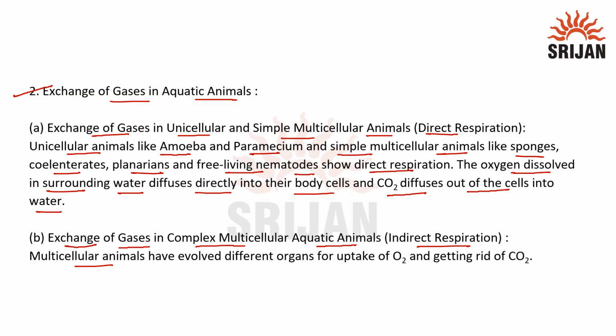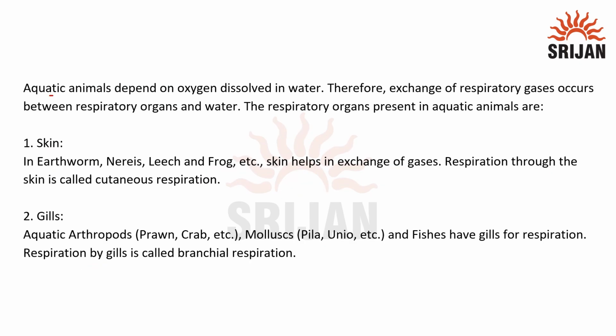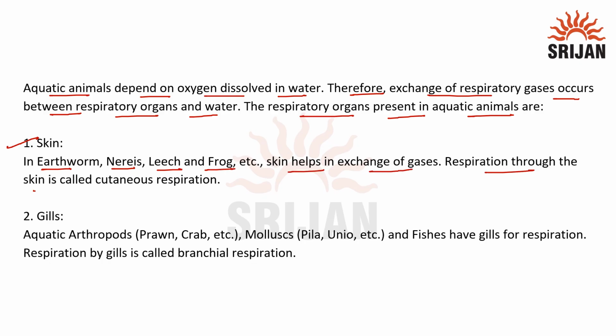Multicellular animals have evolved different organs for uptake of oxygen and getting rid of carbon dioxide. Aquatic animals depend on oxygen dissolved in water, therefore exchange of respiratory gases occurs between respiratory organs and water. The respiratory organs present in aquatic animals are: first, skin. In earthworm, nereis, leech and frog, skin helps in exchange of gases. Respiration through skin is called cutaneous respiration.